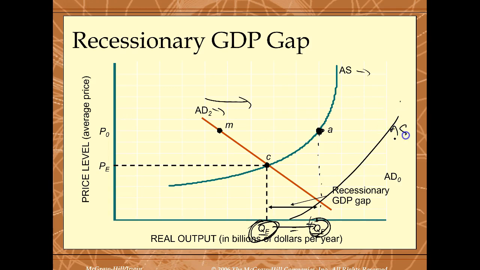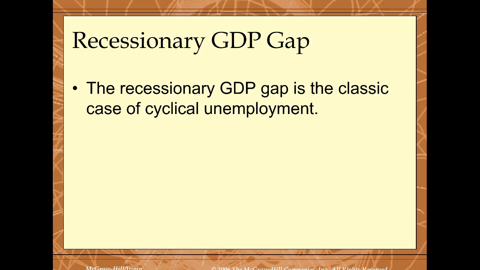This AS curve this way, right, we have a new equilibrium level of output that's equal to our goal. We're going to be talking about this type of shift later on in the course when we talk about supply side economics. So the recessionary gap is the classic case of cyclical unemployment.